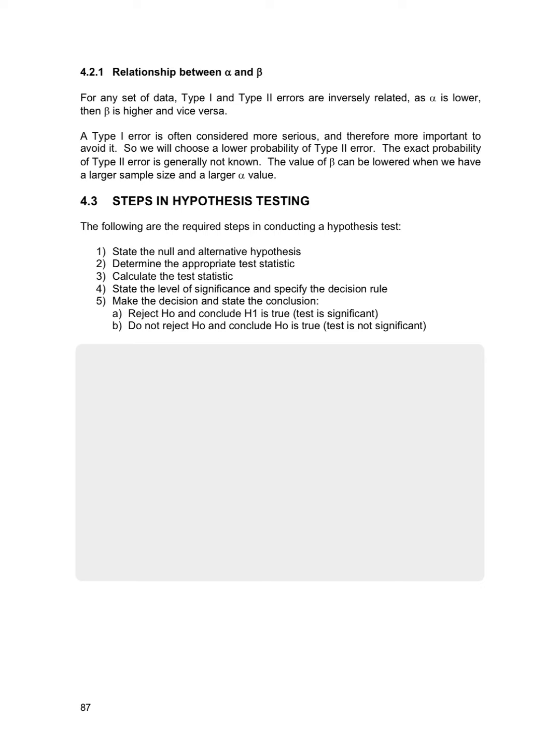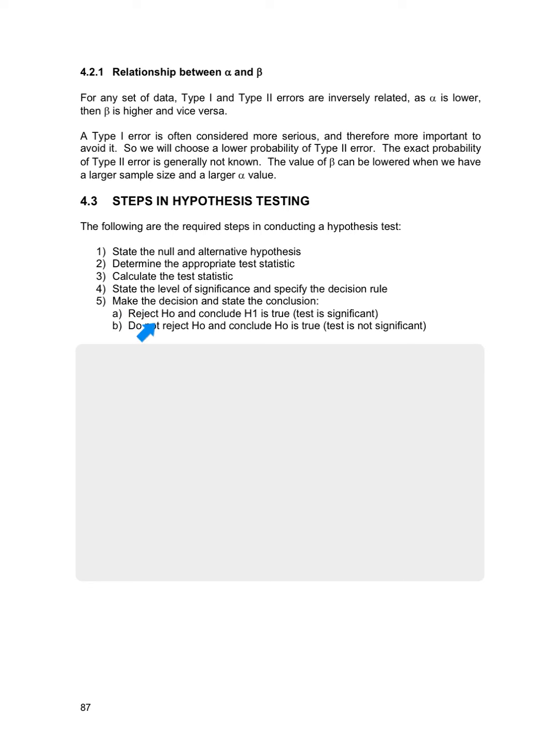So, ni yang paling penting. Steps in hypothesis testing. Basically there are 5 steps in conducting hypothesis testing. So, yang pertama, you need to state your null and alternative hypothesis. Yang kedua, determine the appropriate test statistic. Yang ketiga, calculate the test statistic. Yang keempat, state the level of significance and specify the decision rules. And number 5, make the decision and state the conclusion.